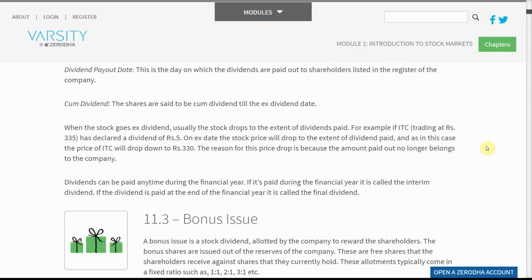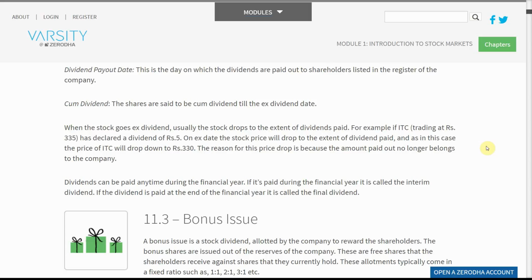335, has declared a dividend of 5 rupees. On X-date, the stock price will drop to the extent of dividend paid. And as in this case, the price of ITC will drop down to 330 rupees. The reason for this price drop is because the amount paid out no longer belongs to the company.